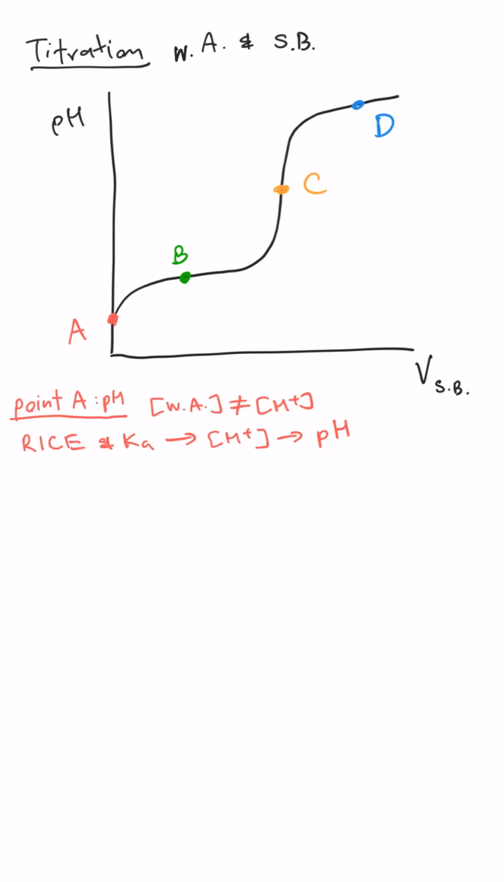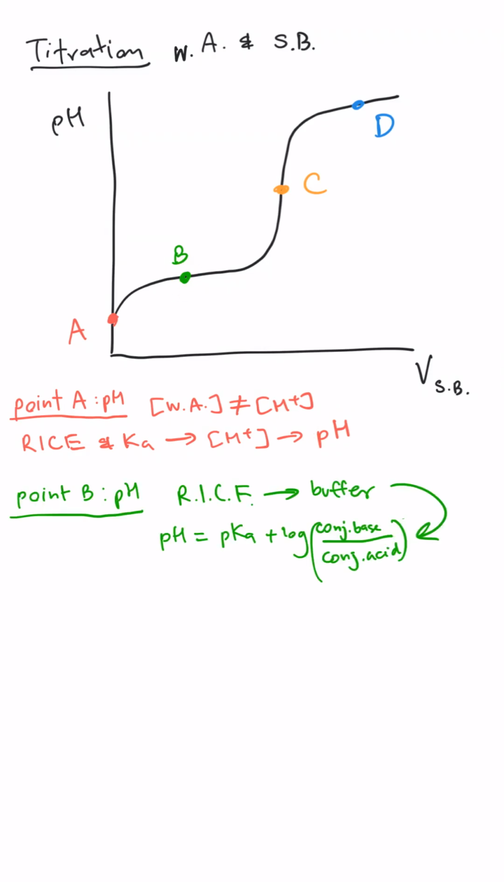For point A, the weak acid is the only thing left. Because the concentration of the weak acid is not equal to the concentration of the proton available in the solution, you will need to set up a RICE table by doing the ionization of the weak acid in water. React the weak acid with water, set up the RICE table, use Ka to solve for the concentration of proton or hydronium ion at equilibrium, then take the negative log in order to get the pH of the solution at point A.